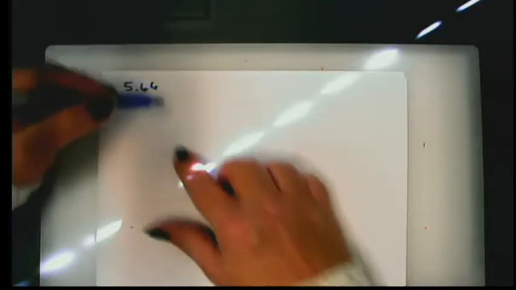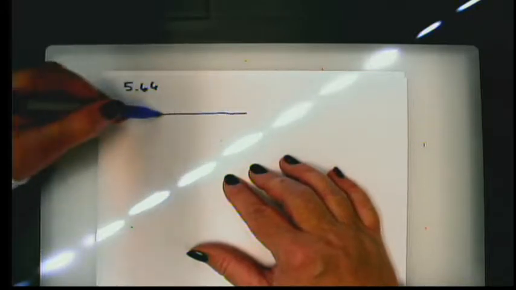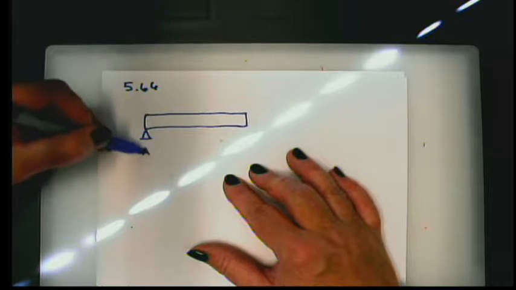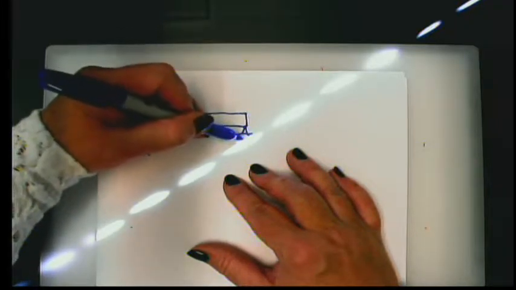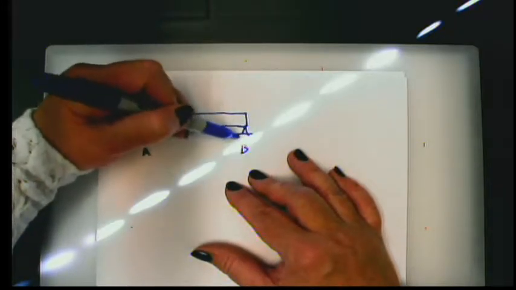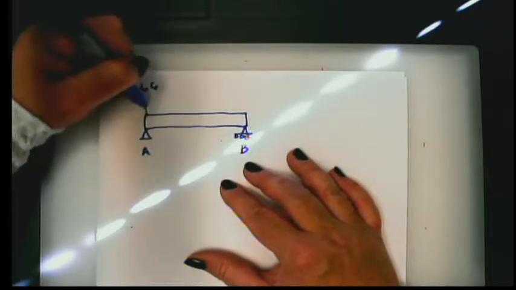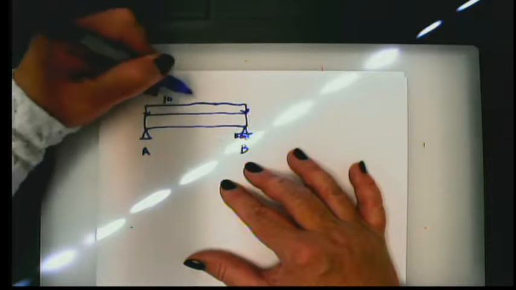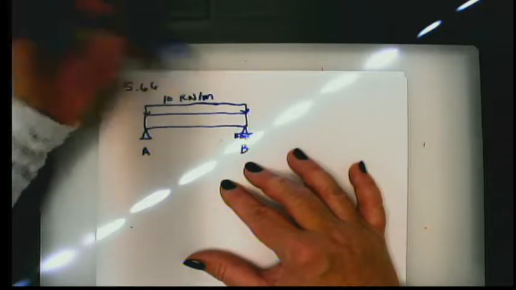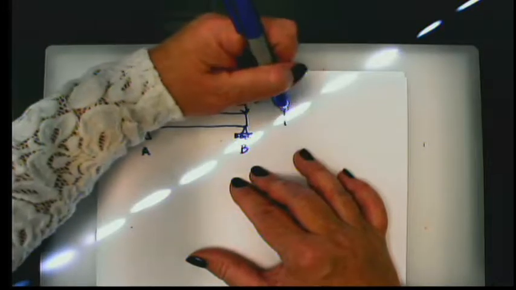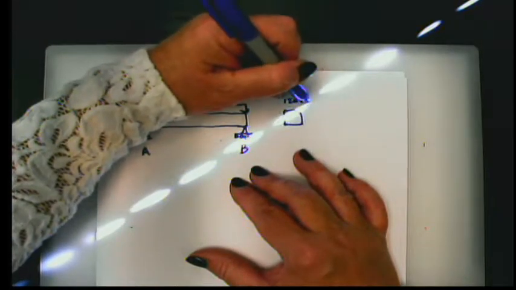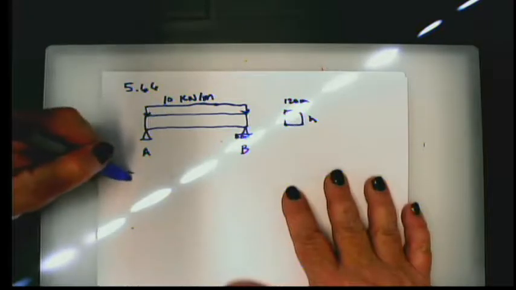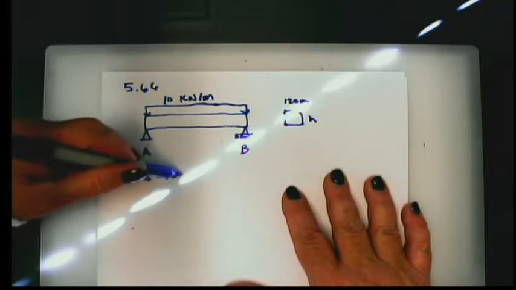566 is very similar, except now we have a distributed load. Here's A, and here is B, and we have a distributed load W of 10 kilonewtons per meter, and we're told that we have 120 millimeters wide by h tall, and we want to do the design. Once again, our sigma max is 12 MPa.